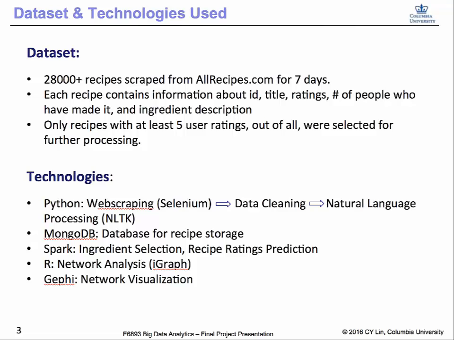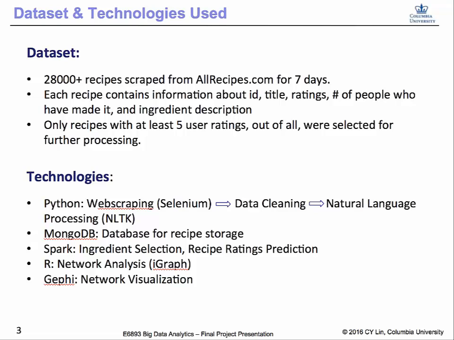We are very selective about the recipes, so only recipes with at least 5 user ratings were selected for further processing. The tools we use for this project are Python, which we use for web scraping, data cleaning, and some text processing using the NLP package NLTK.